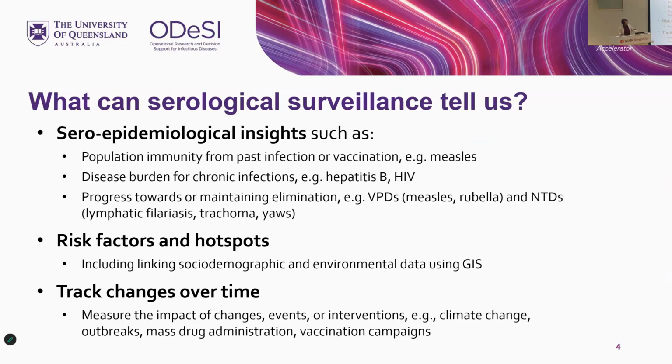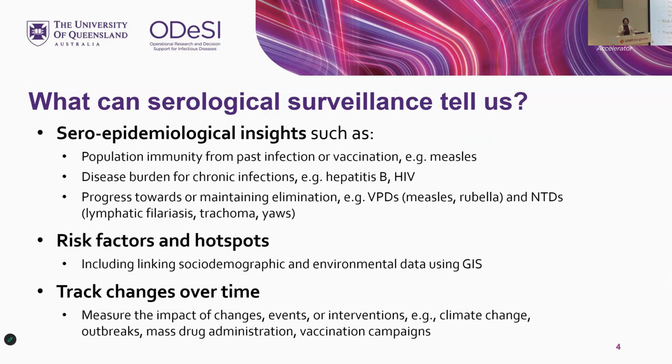So what can serological surveillance tell us? There's a whole range of things. I won't go through all of them, but for example, for diseases like measles, it will tell us what the population immunity is in your study population. So this immunity can come from infection or from vaccination. And usually with things like measles, once you have been infected, generally you're protected for life. Also from vaccination, generally protected for life.